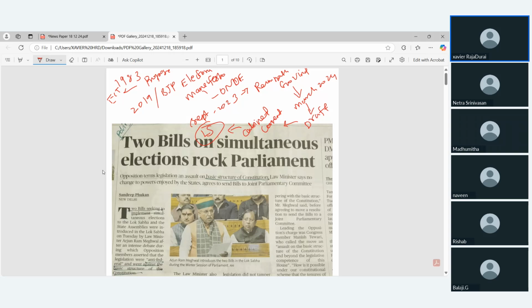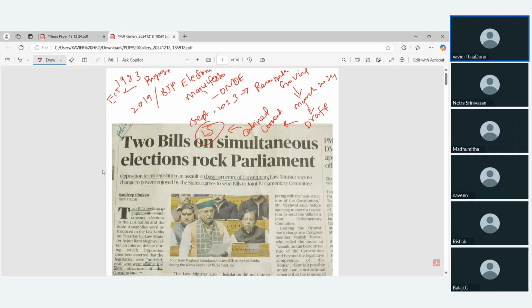ஏன்னா இதே one nation one election failure ஆன காரணமே because of the dissolution and some numbers in 1968, 69 and 1970. சரிதானே? Okay, so this is one of the major technical faults if it arises, then the bill has no answer.